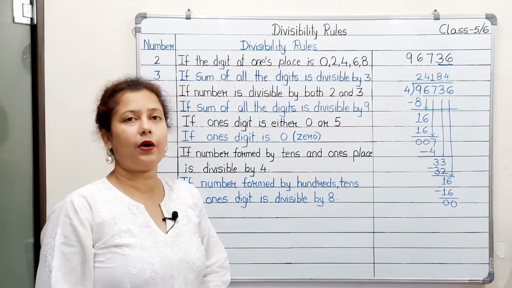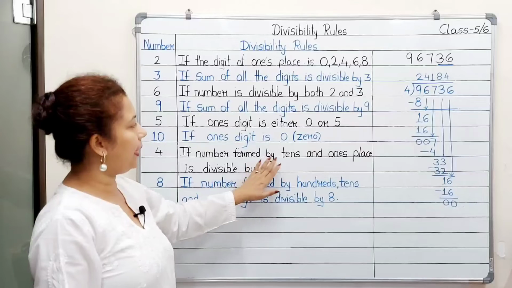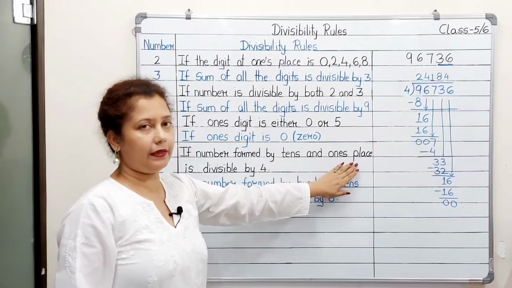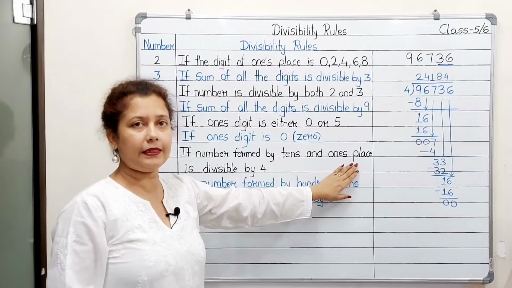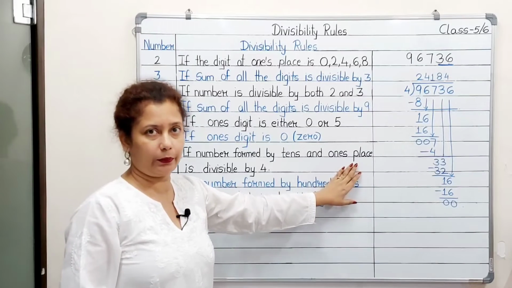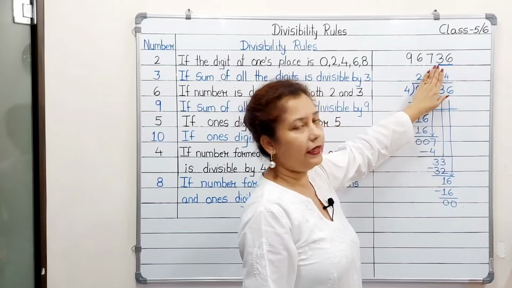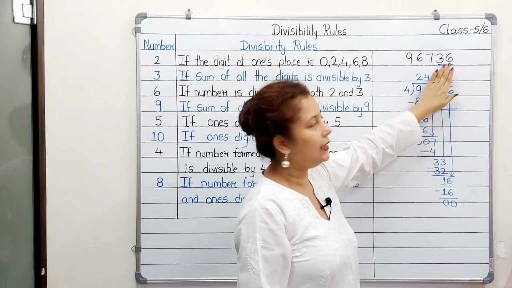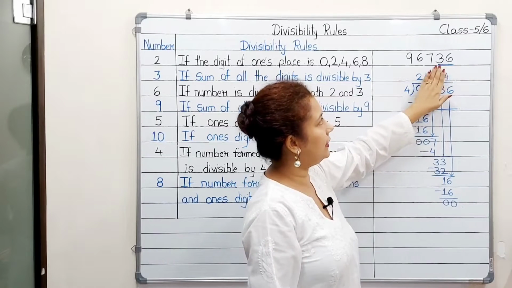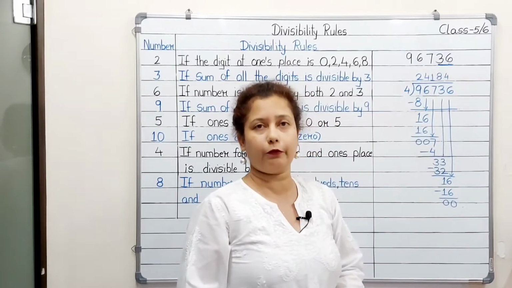Next rule is of 4. If the number formed by the tens and ones place is divisible by 4, then that complete number is divisible by 4. For example, this is a 5-digit number. 3 is at the tens place and 6 at the ones place. So it forms 36 at the tens and ones place, and this 36 is divisible by 4.